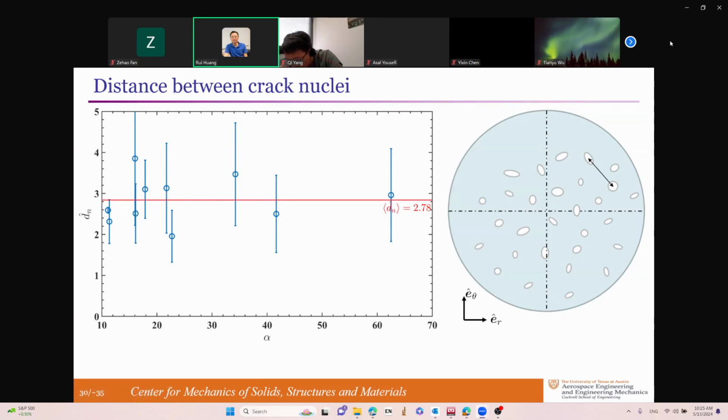Once again, thickness of the specimen is the only dimensional quantity that exists in here. So it has to scale with that. Why 2.78? Again, it needs analysis to firm that up.